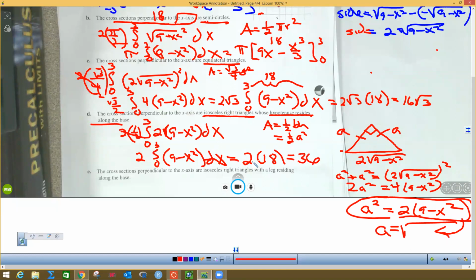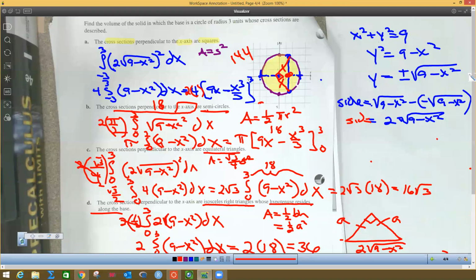Again, if you want to practice integrals, go ahead and do that, but there's ways to make it a little faster. Last problem. The cross-section perpendicular, we're still to the x-axis, is isosceles right triangles with a leg resulting along the base. Okay, so how is that different? Well, it's different because it will look like, I'm going to erase this and it's going to get rid of some of my shadow and all that good stuff.